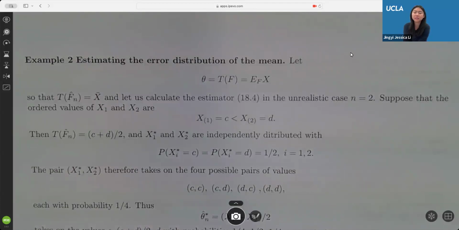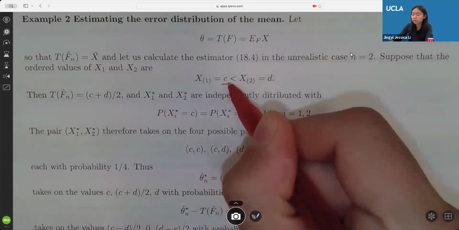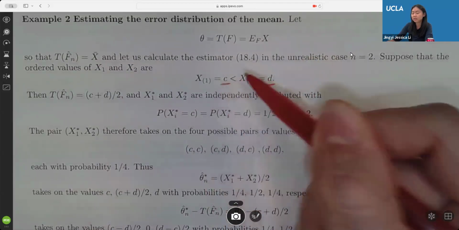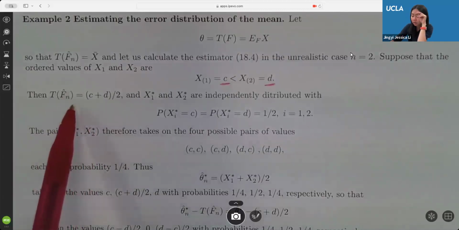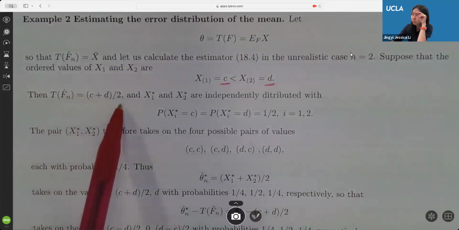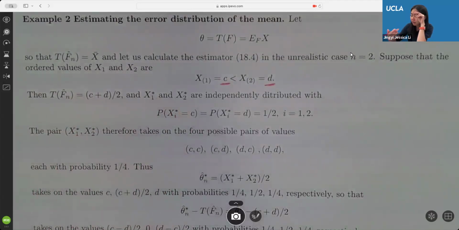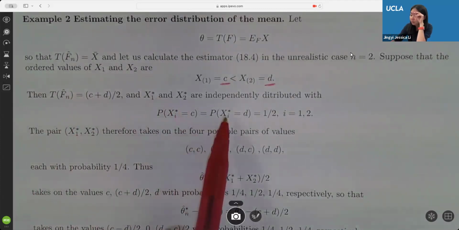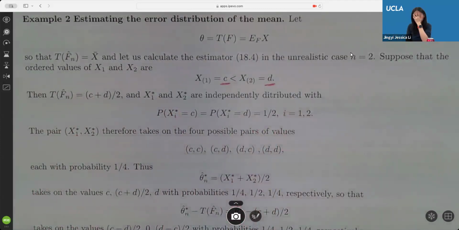And let us calculate the estimator in the unrealistic case of n equals 2. Your sample has just two values, x1, x2. Let's say we know the two values: the smaller value is C, the bigger value is D. Then the statistic value, the sample mean, is just (C plus D) over 2. And you consider x1 star, x2 star, IID from, they are a hypothetical sample from this actual sample. Then each of them would take each value with equal probability, 1/2.